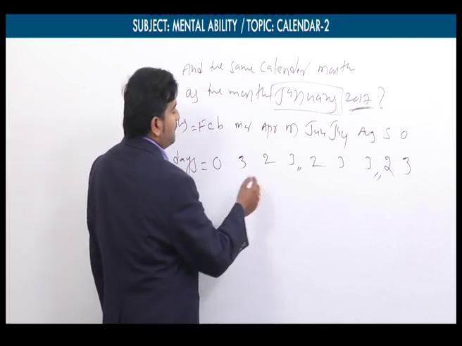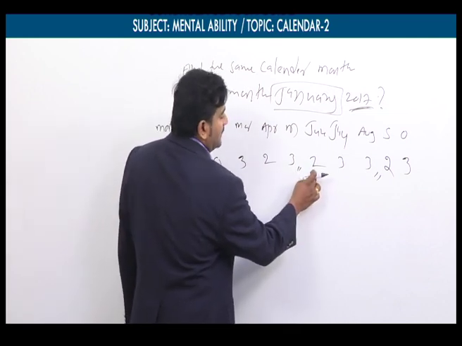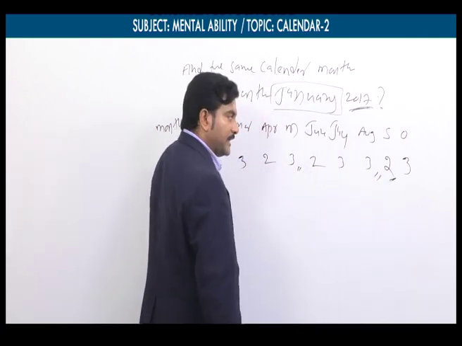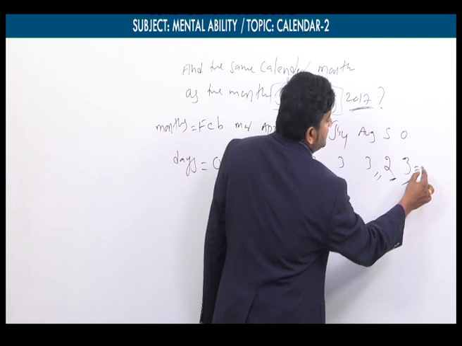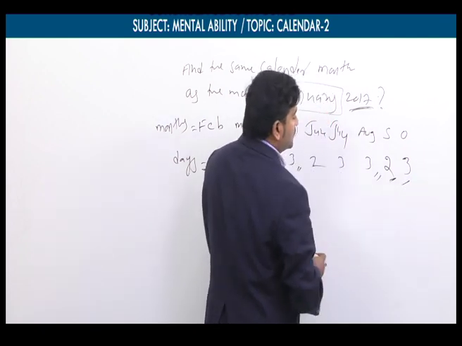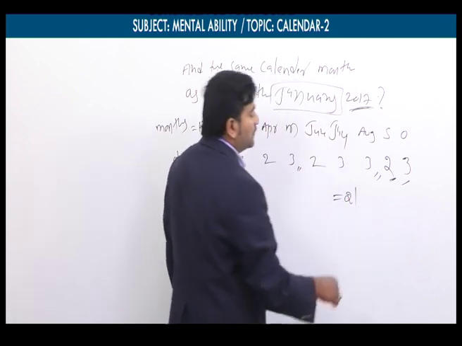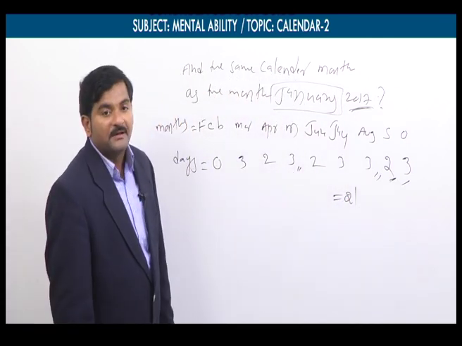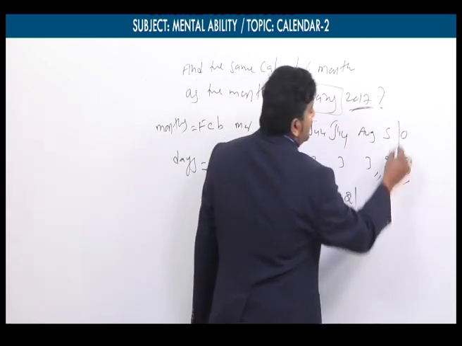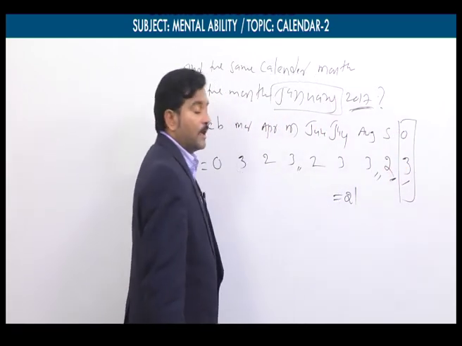So up to this I am getting 8, 10, 16, 16 plus 2 is 18, 18 plus 3, how much am I getting? 21. Once again, 18 plus 3 is equal to 21, the sum of the odd days. For which month am I getting 21? For October month. Are you hearing me?